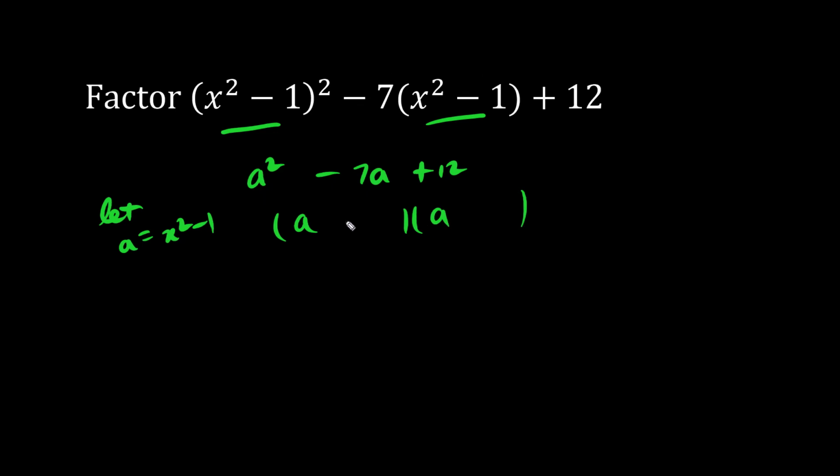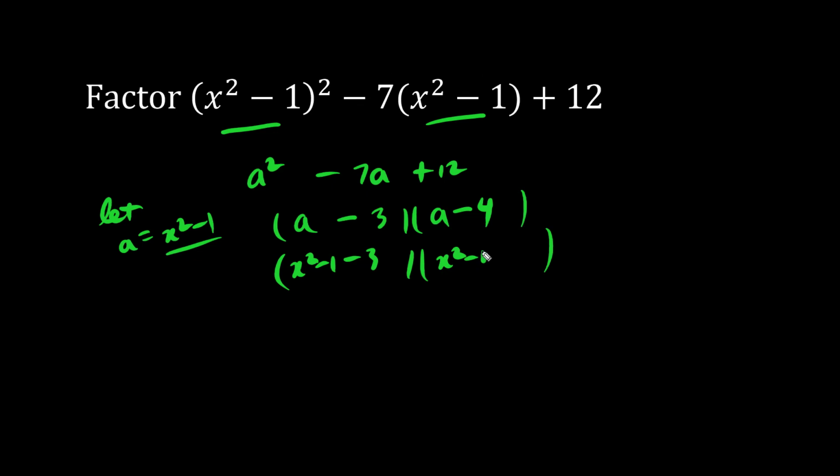We have a times a is a squared, and what times what is 12? Let's try 3 and 4. Negative 3 times negative 4 is 12, and these add to be negative 7. So what is a again? A is x squared minus 1.